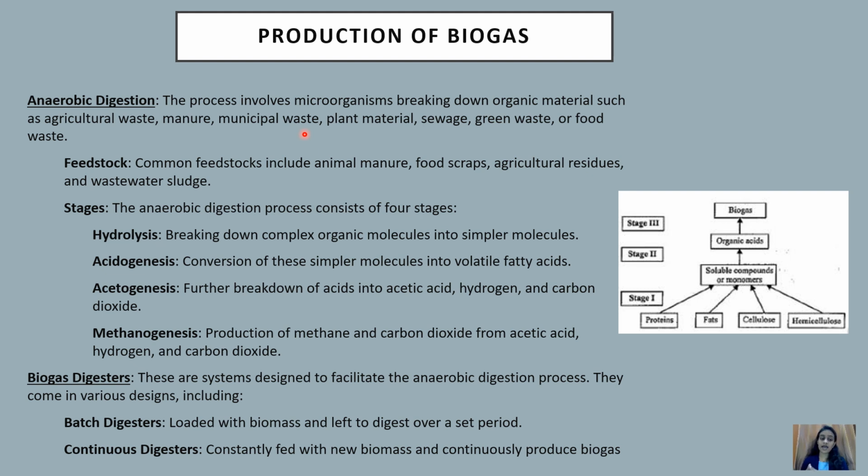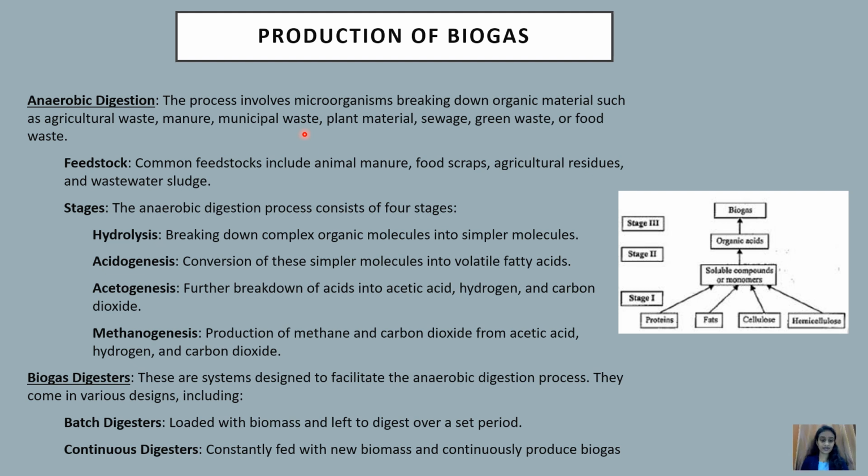Next, moving on to acidogenesis. These smaller molecules are converted into volatile fatty acids. Next, moving on to acetogenesis. The further breakdown of acid takes place, which converts into acetic acid, hydrogen and carbon dioxide. Next, moving on to methanogenesis. This is the production of methane and carbon dioxide from the acetic acid, hydrogen and carbon dioxide.